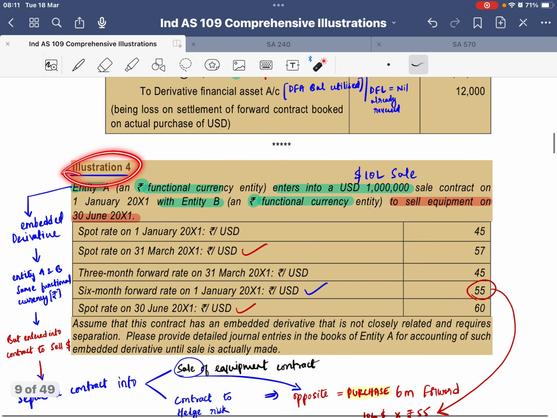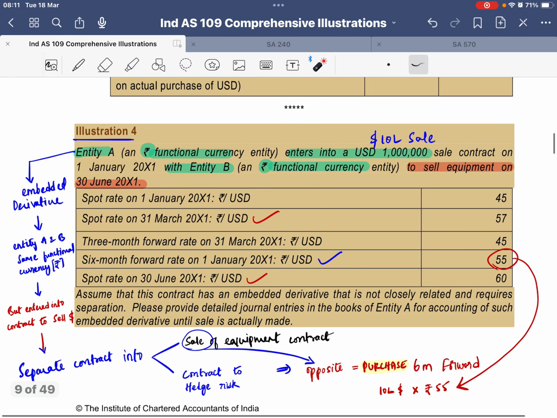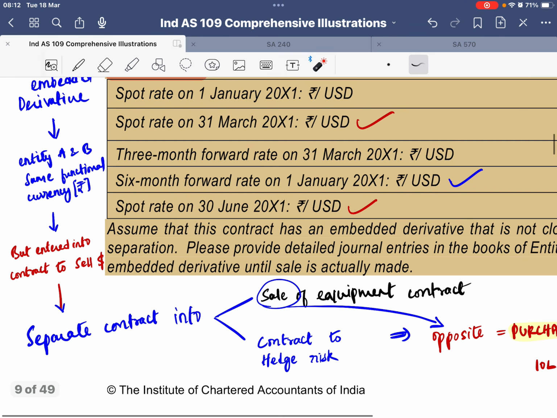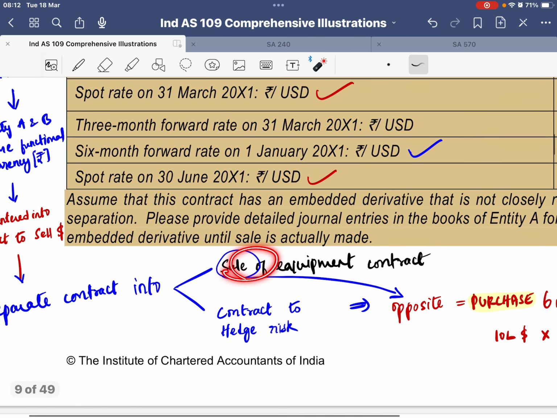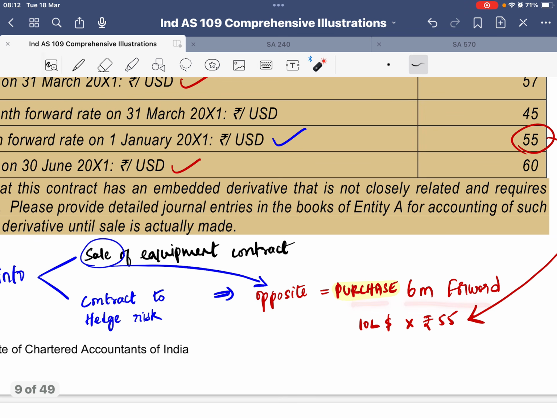Illustration 4. Entity A, having rupees as functional currency, enters into a USD 10 lakh sale with entity B. Rupees is the functional currency for entity B also, to sell equipment on 30th June 20x1. Embedded derivative: entity A and B have the same functional currency, which is rupees, but entered into a contract to sell dollars. Separate the contract into a sale of equipment contract and a contract to hedge the risk, where the opposite position is taken: purchase of 6 months forward $10 lakh into rupees 55.